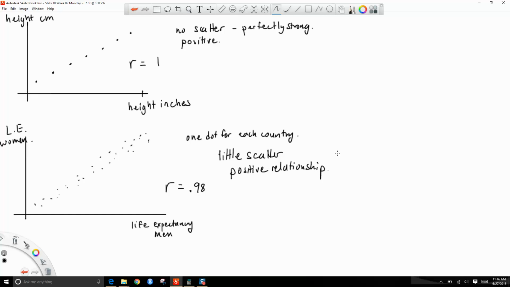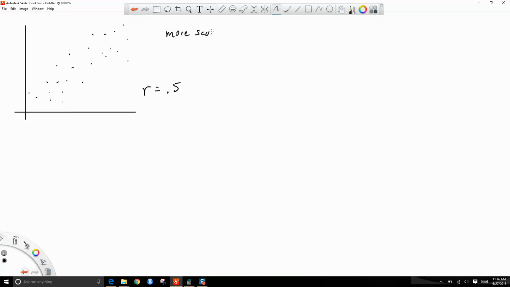Okay, and as the relationships get weaker and weaker, you get more and more spread. I'm just eyeballing this and guessing, and I'll say R is 0.5 or something like that. So we've got more scatter, but still a positive relationship.